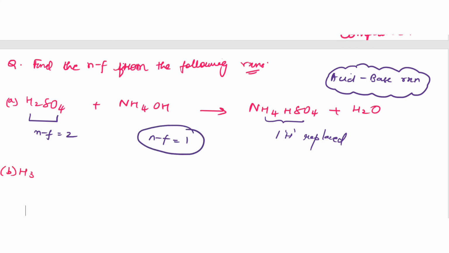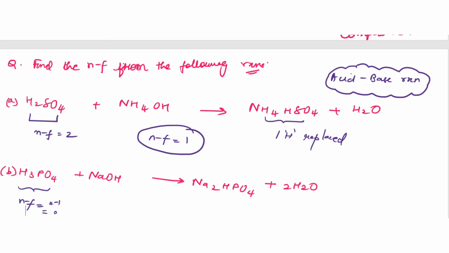H3PO4. What is H3PO4's chemical name? Phosphoric acid or orthophosphoric acid, plus NaOH, giving rise to Na2HPO4 plus 2H2O. Okay. So look at the acid component on the LHS. It's H3PO4. Quickly tell me what's the n factor of H3PO4? For the trick I told you, it's 4 minus 1, 3. 3 is the n factor of H3PO4.